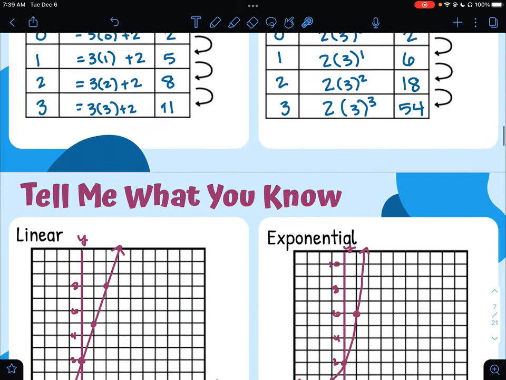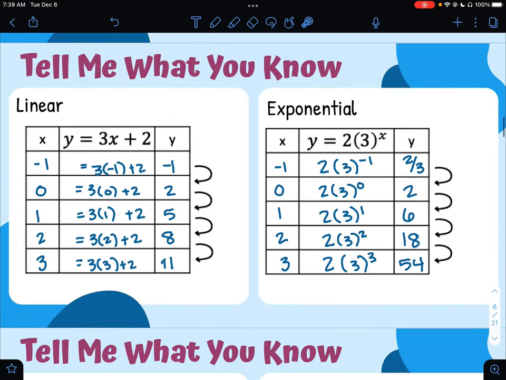Now, if we go back up to our table, we should be able to label these patterns of multiplication and addition. Notice here, to get from -1 to 2, we say plus 3. 2 to 5, plus 3. 5 to 8, plus 3. 8 to 11, plus 3. It stays the same the whole time, so this slope is also referred to as a constant rate of change.